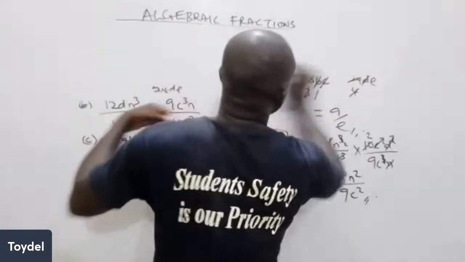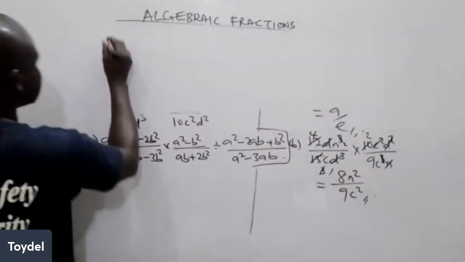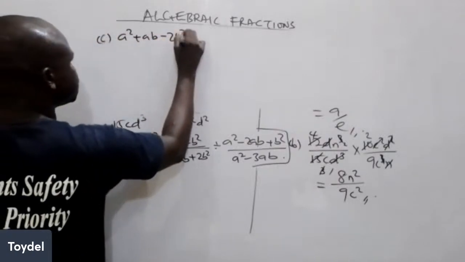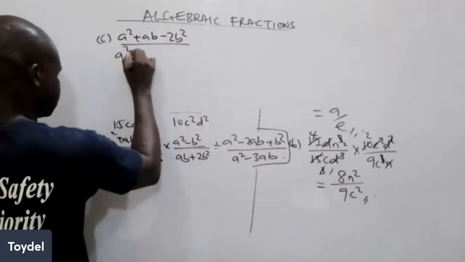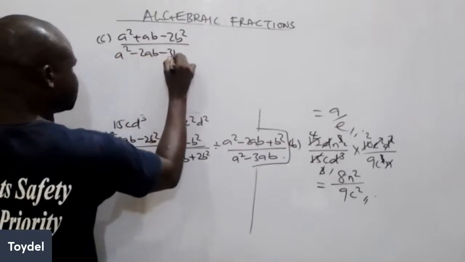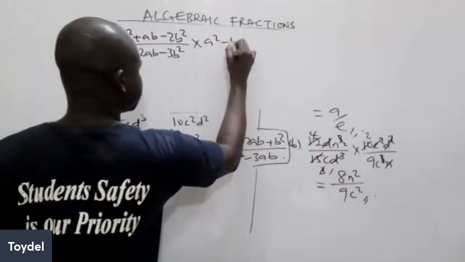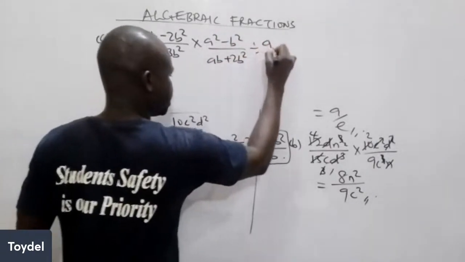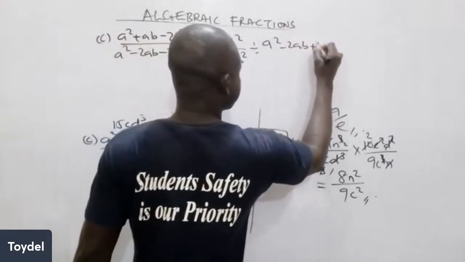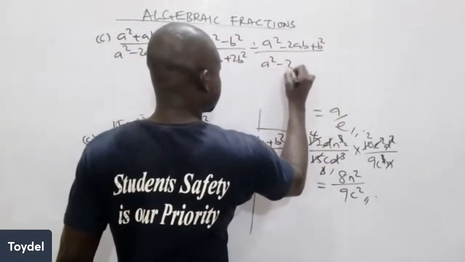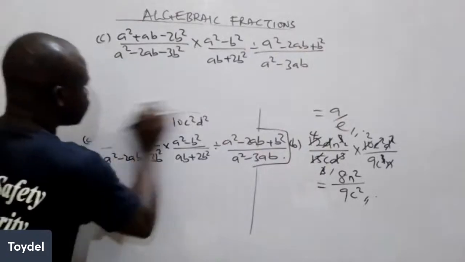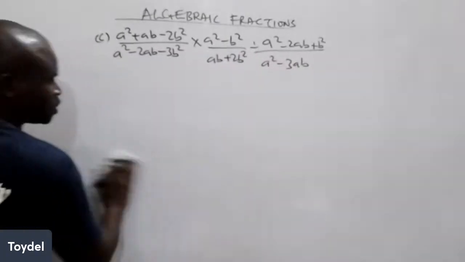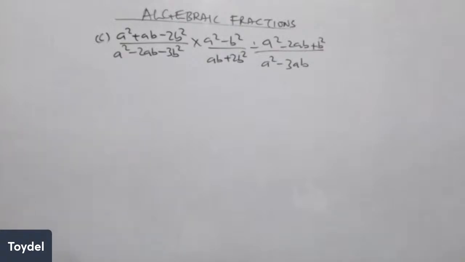We go to the third one and simplify. Of course, this third one is very simple, just that it's a bit longer. But we are going to get it all over a squared minus 2ab minus 3b squared multiplied by a squared minus b squared all over ab plus 2b squared divided by a squared minus 2ab plus b squared all over a squared minus 3ab. So we have quadratic expressions there, so we factorize and do some cancellation, and at the end of the day, we'll be able to get our answer.